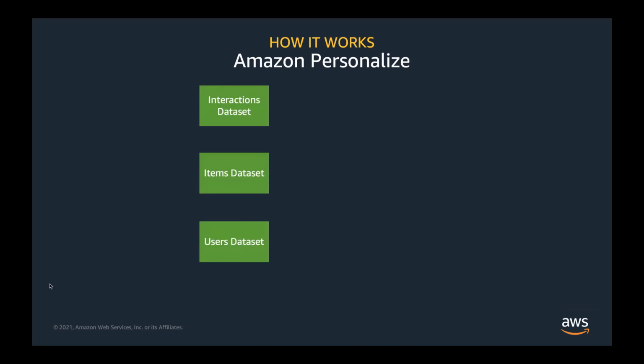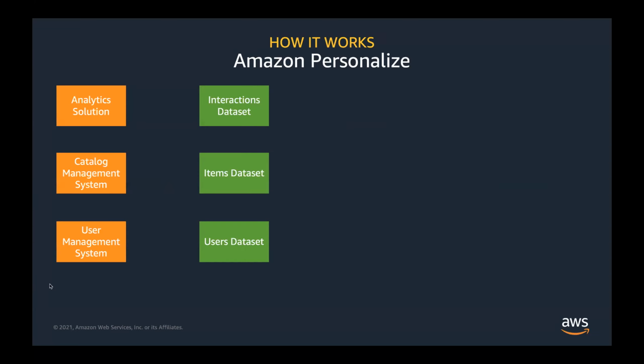So going a little bit deeper into those three data set types here, we see the three of them: interactions, items, and users. And what we find is customers typically have an analog system to each one of these data sets. So for interactions, maybe they have an analytics solution that they're using for, say, clickstream events. And for the items data set, they have a catalog management system. And for users, maybe they have a user database or microservice.